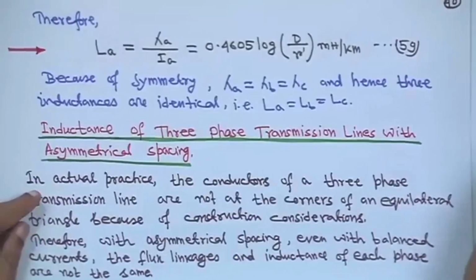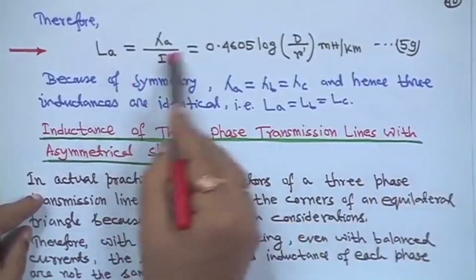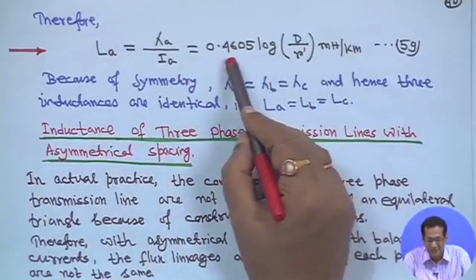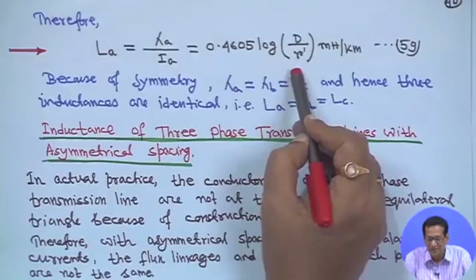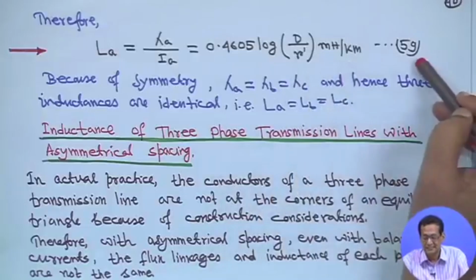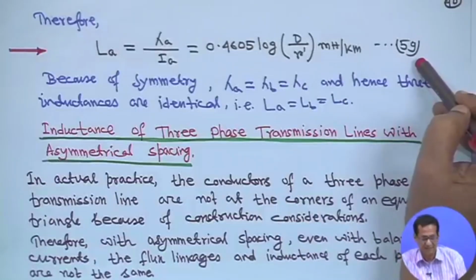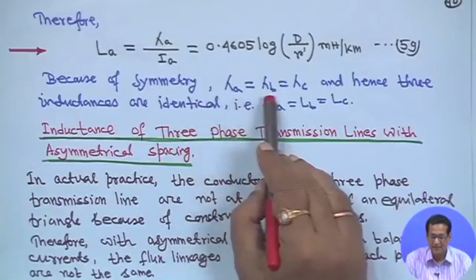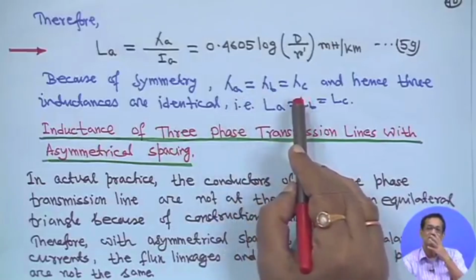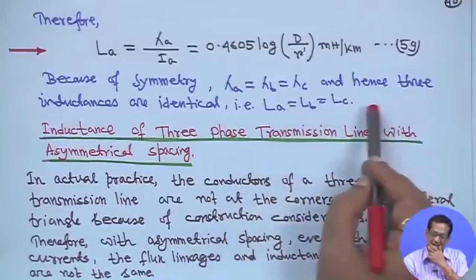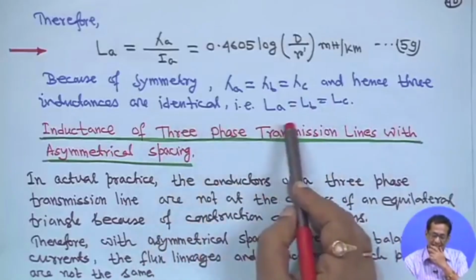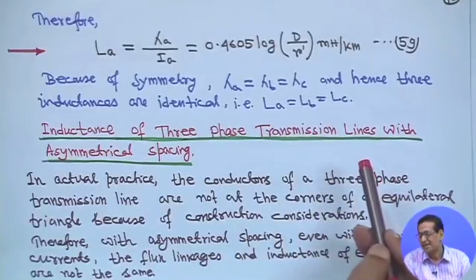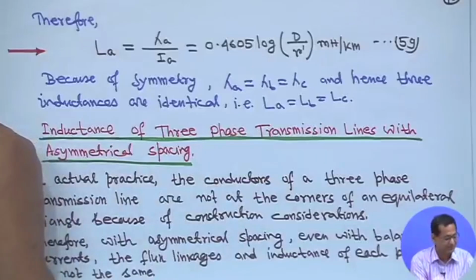Therefore, inductance L A is equal to lambda A upon I A. So, I A will not be there now. So, it is equal to 0.4605 log d upon r dash millihenry per kilometer. This is equation 59, right. Because of symmetry, lambda A is equal to lambda B is equal to lambda C, because it is an equilateral triangle actually, and hence these inductances are identical, that is L A is equal to L B is equal to L C, right. So, they are the same because it is symmetrical spacing, right.